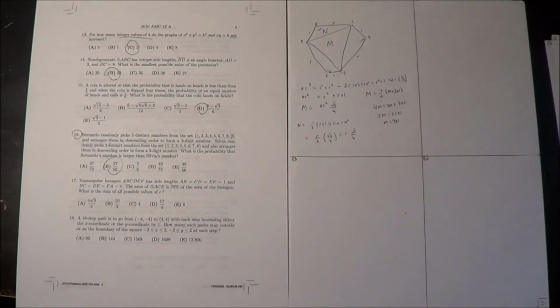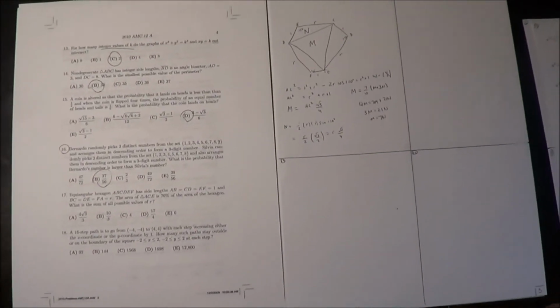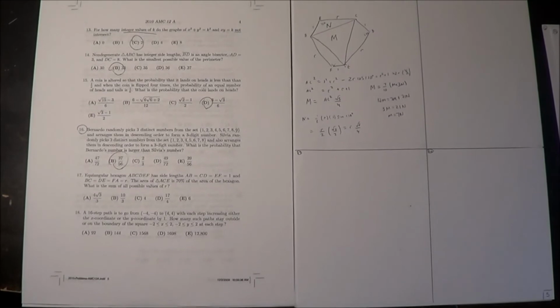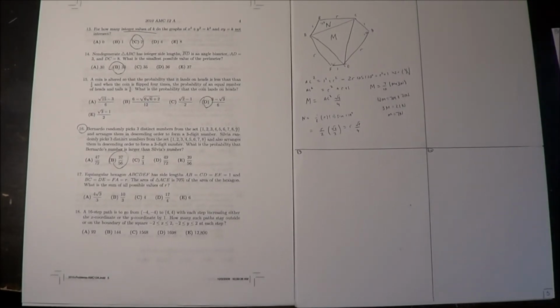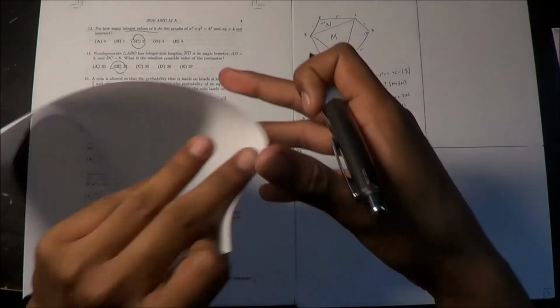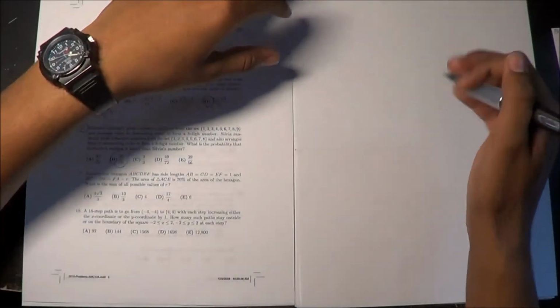Okay, I'm gonna need more paper. Okay. Let me get more paper. Okay. I got that M equals 7N.